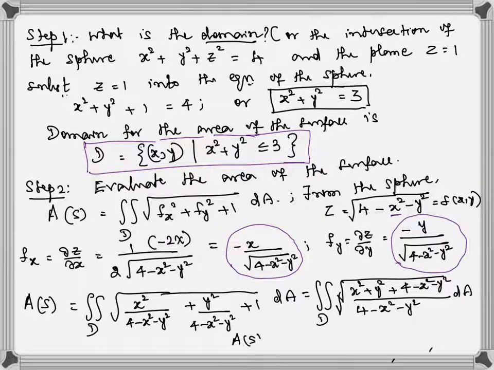Reducing, we get A of S equal to double integral over D 2 divided by square root of 4 minus x square minus y square dA. So here these two cancel out, x square and negative x square, y square and negative y square. So square root of 4 on the numerator, which is 2. So we'll call it step A.